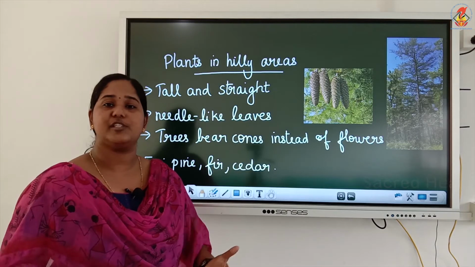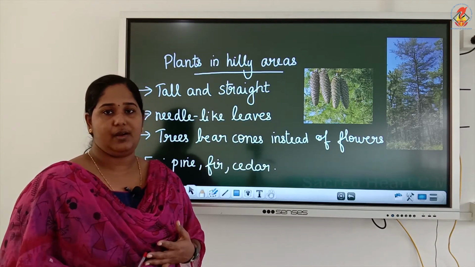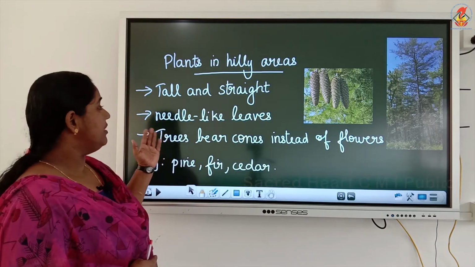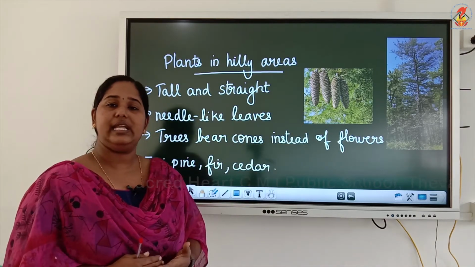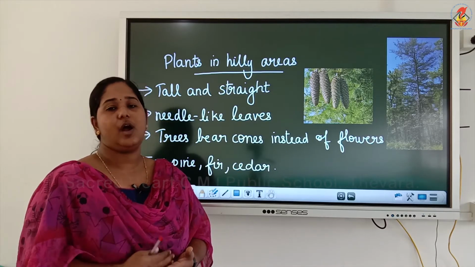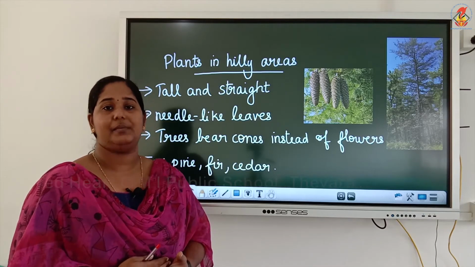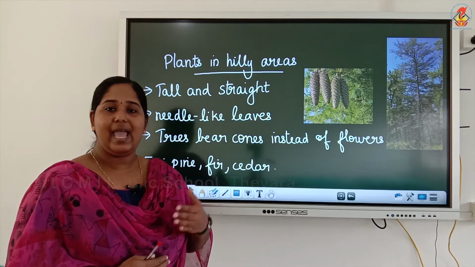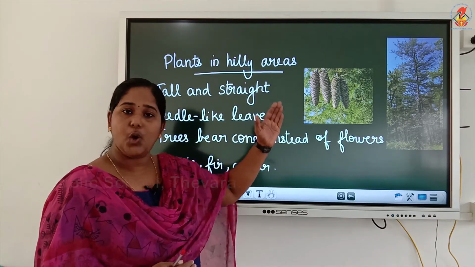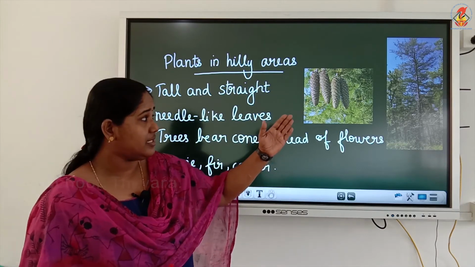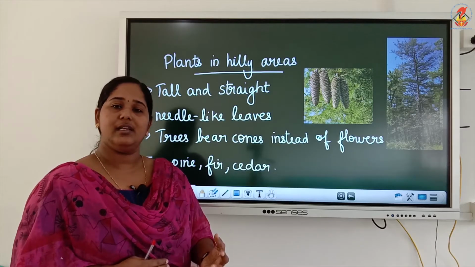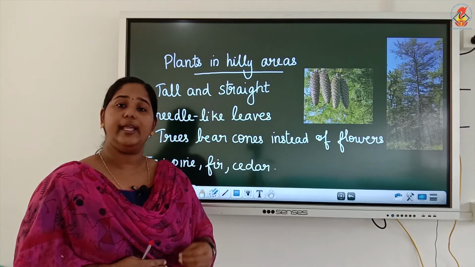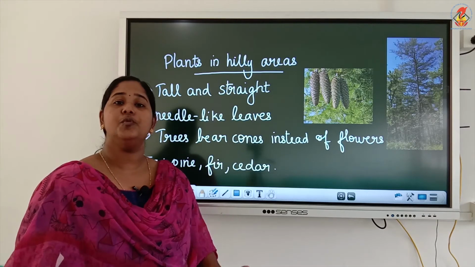It does not have too many branches like a mango tree and others. They have needle-like leaves. It is clear from the picture. The plants in hilly areas have needle-like leaves in order to withstand the cold climate there. And they have a sloping shape. Did you notice the shape of a pine tree? It has a sloping shape, so that the rain, water or the snow falling on it can easily move down.